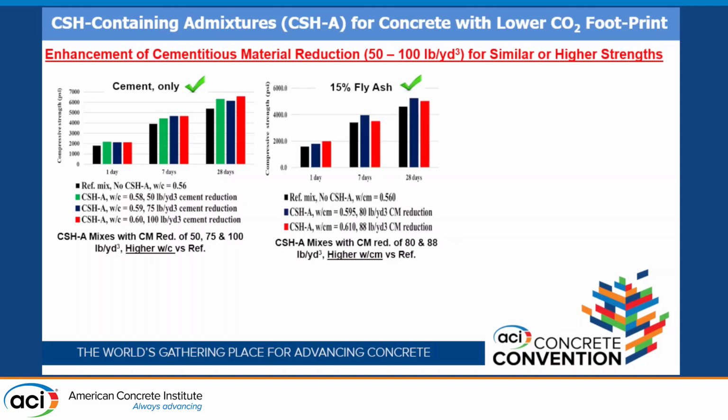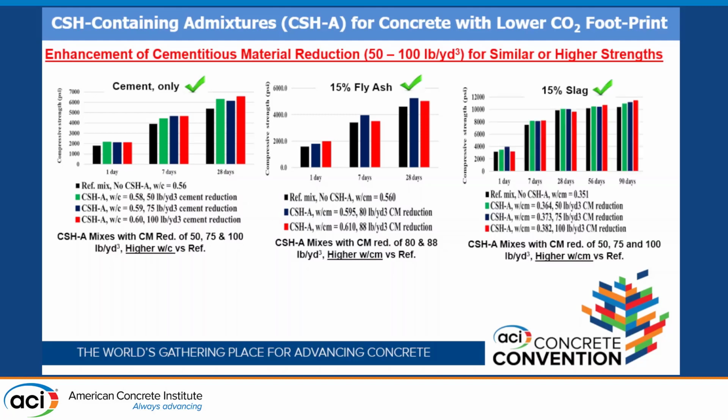Okay. So in the case with 15% fly ash, in the first case, the water cement ratio was higher, okay? We increased it higher compared with the reference mix. Similar here, we also increase the water cement ratio and reduce the cement content by 80 and 88 pounds per cubic yard. Again, you can see that we get similar or slightly higher strength at 1 day, 7 days, and 28 days for the 15% fly ash mixes.